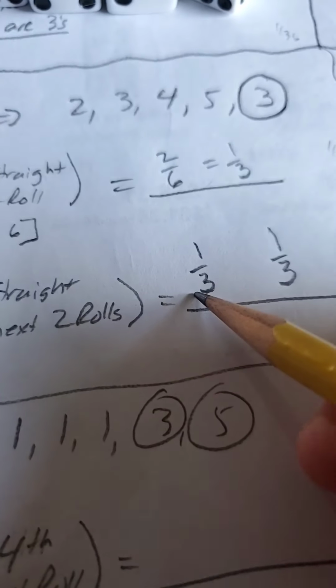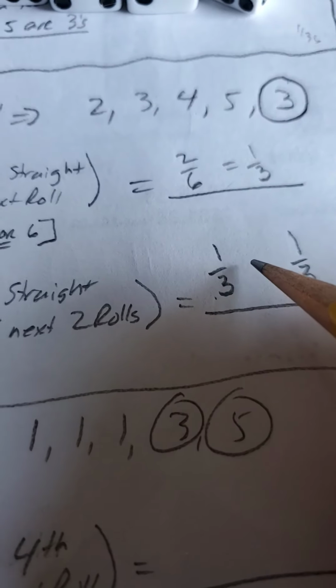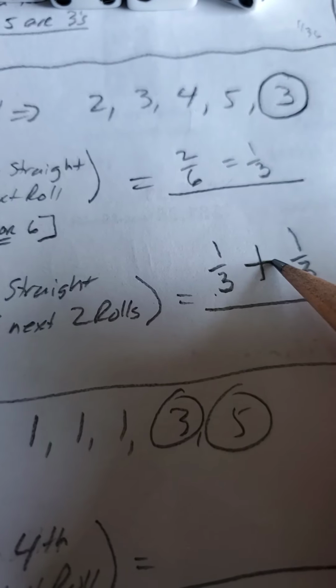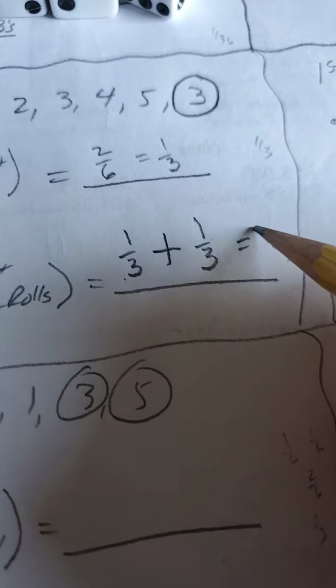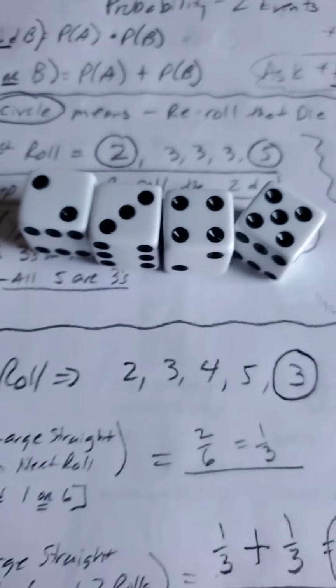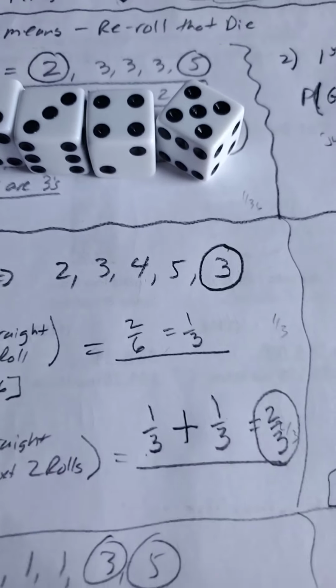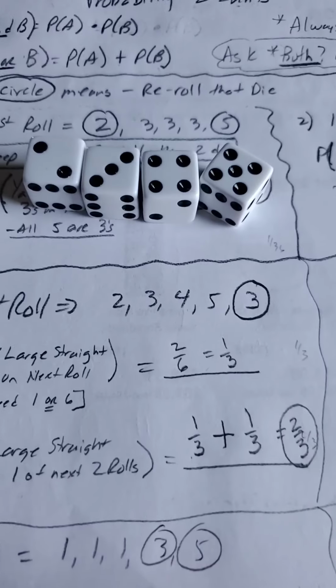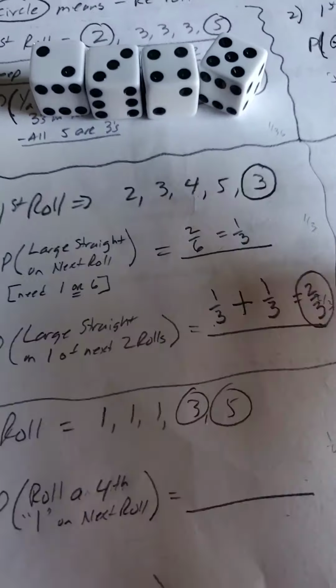I'll take a 3 on the first roll. I'm sorry, a 1 or 6 on the first roll or the second roll. So you have a 2 out of 3 chance of trying to get a large straight here. Let's see if it works for me. Remember, 2 out of 3 is still not certain. 2 out of 3. So let's see if I can roll.